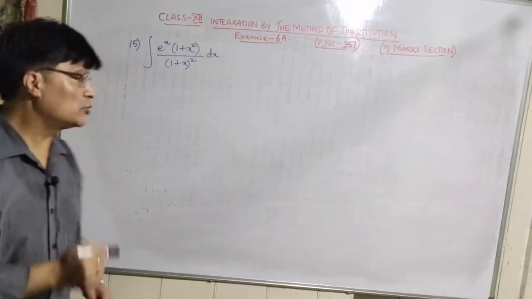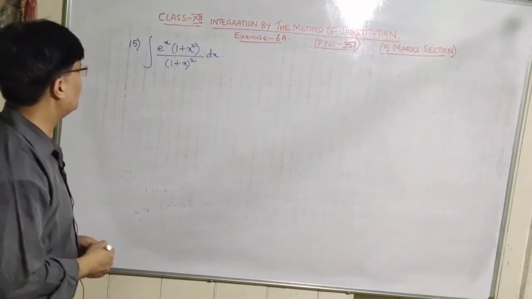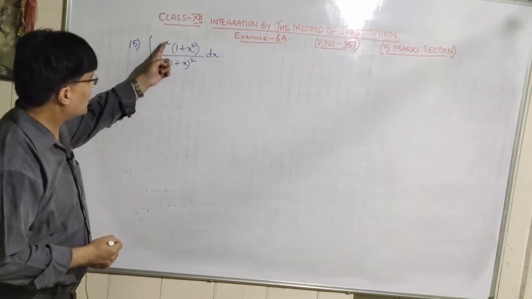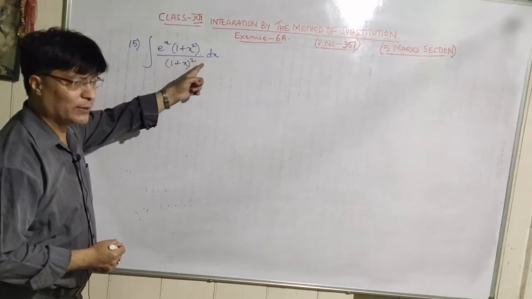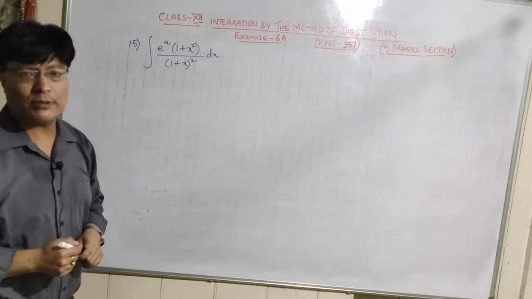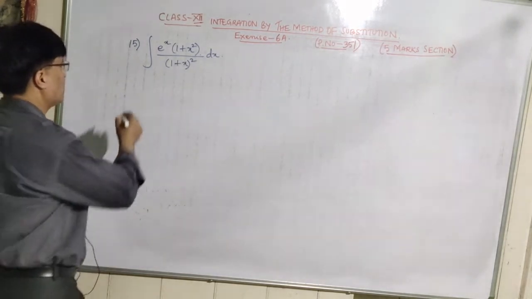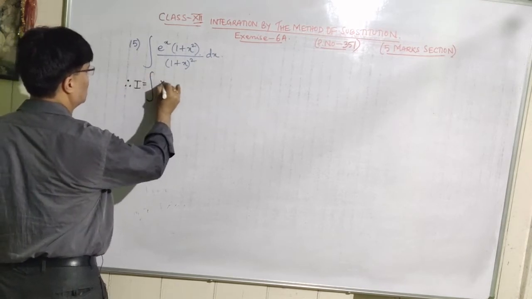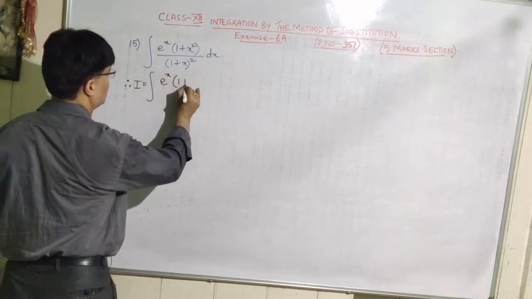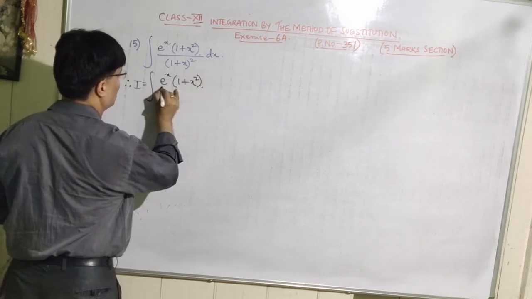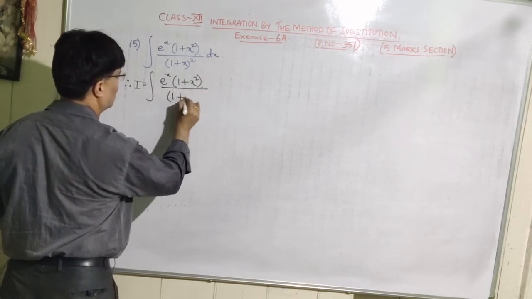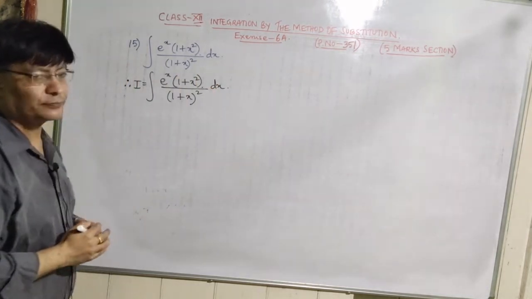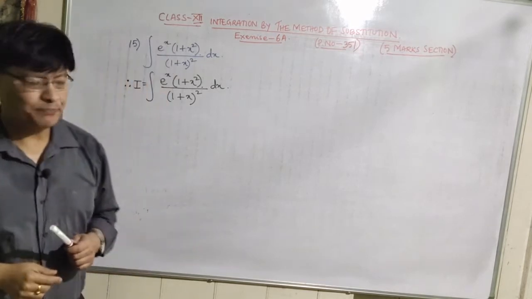So now let's do this question from the book, that is question number 15. You have to evaluate this integral of e to the power x within bracket 1 plus x square bracket close dx whole divided by 1 plus x whole square. So let us write first I is equal to integration of e to the power x within bracket 1 plus x square divided by 1 plus x whole square dx. So now let us do this problem now.